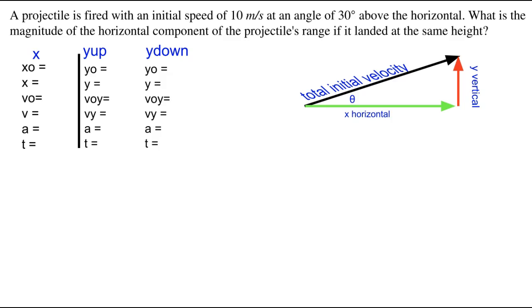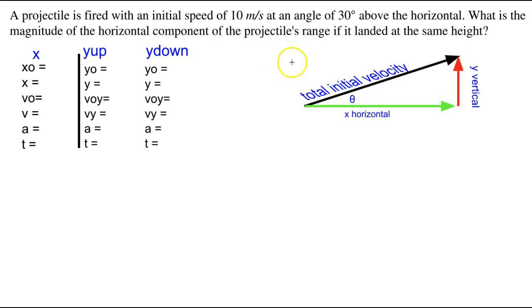So here it goes. A projectile is fired with an initial speed of 10 meters per second at an angle of 30 degrees above the horizontal. What is the magnitude of the horizontal component of the projectile's range if it lands at the same height? All right, so we'll go through this problem.